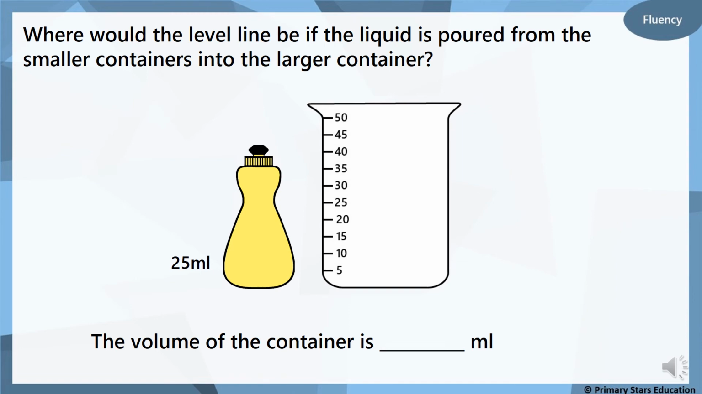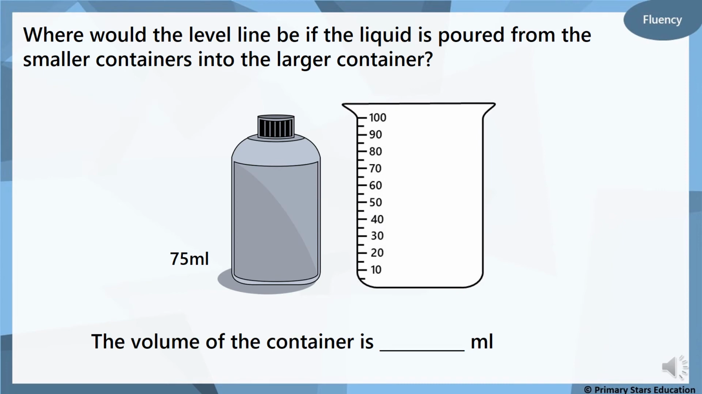Let's have a look at this one. 25 millilitres. So have a look, point with your finger where you think it will be. 25 millilitres. That's what it looks like and that's what the volume of that container is. Okay, this one, 75 millilitres. Point with your finger where you think that line will be. 75 millilitres.